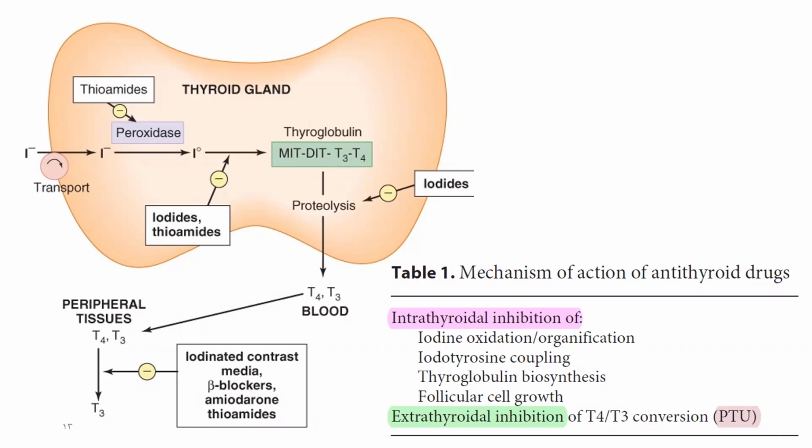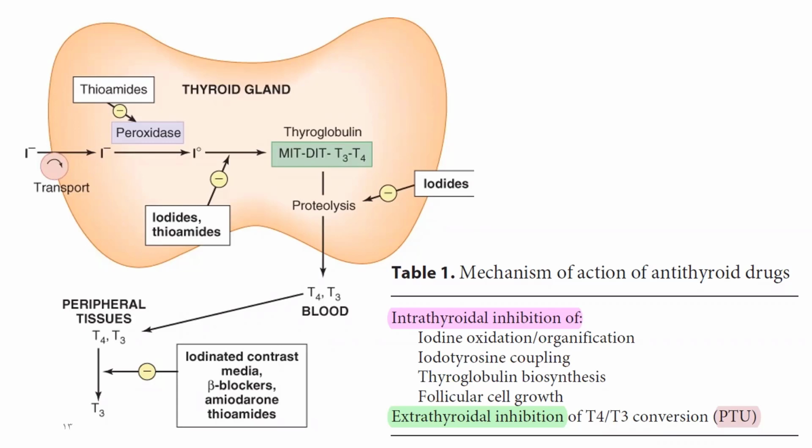propylthiouracil inhibits the conversion of T4 to T3 by inhibiting deiodinase type 1. This is extrathyroidal inhibition, and this is unique for propylthiouracil. So we prefer propylthiouracil in thyroid storm and in another situation. And another very important question, why is propylthiouracil preferred over carbimazole in the first trimester? Because it is less teratogenic.